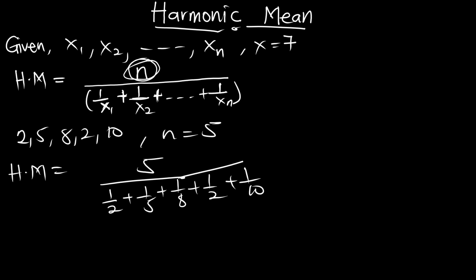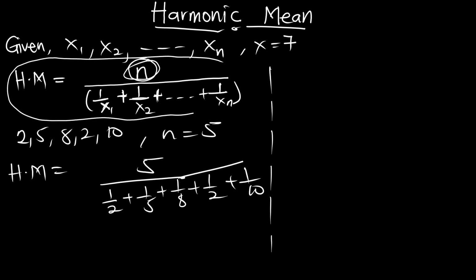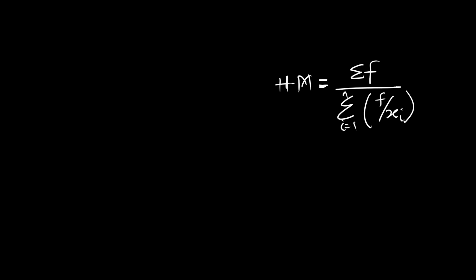Are we okay? So in this episode, let's add the group and the discrete variables. This formula is used for random discrete variables. If we have group data, then the harmonic mean is going to be given by the summation of f, which is the frequency, on the summation from i equal to 1 to n of the frequency over xi. This is also a simple formula for group data.